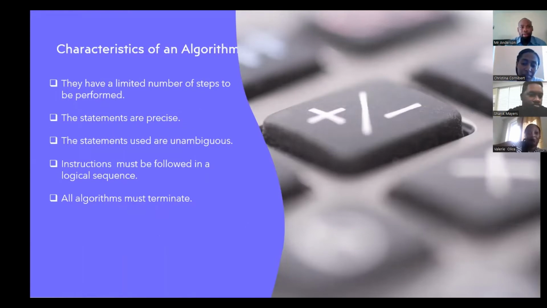Okay, so we look at the characteristics of an algorithm. An algorithm must have a limited number of steps to be performed. It cannot be infinite. It must have a limited number of steps. Next, the statements must be precise, not ambiguous. Next, the instructions must be followed in a logical sequence, and we mentioned that earlier. Your algorithm must follow a logical sequence. And lastly, we must terminate our algorithm. It must come to an end.